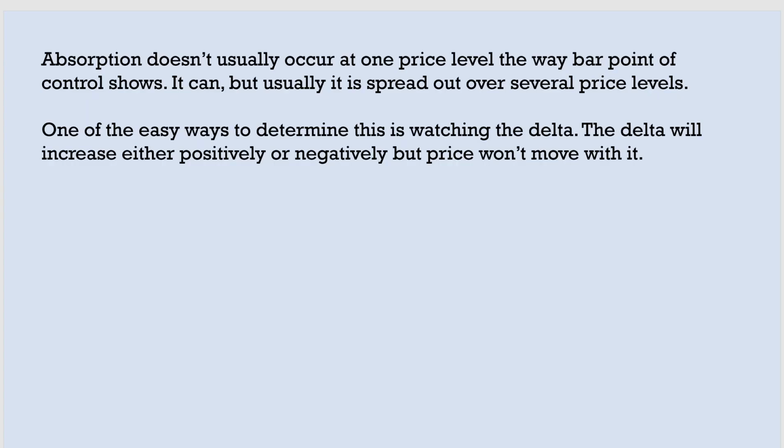So absorption, again, doesn't usually occur at one price level. People like to always talk about support and resistance. They think of it in one price level. Absorption is usually spread out over several price levels. But again, don't fall into thinking it's got to be one price level. People always like to try and project prices to a particular level. You have to project it to a particular area.